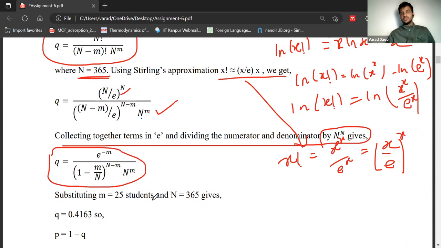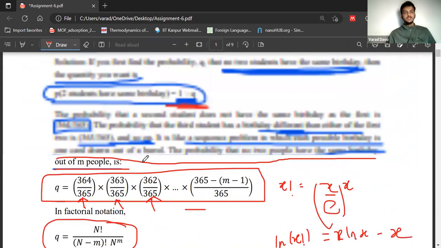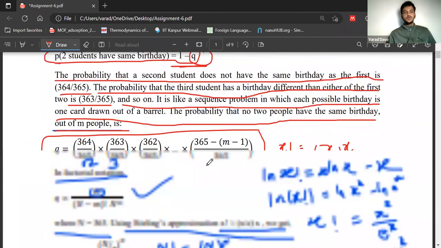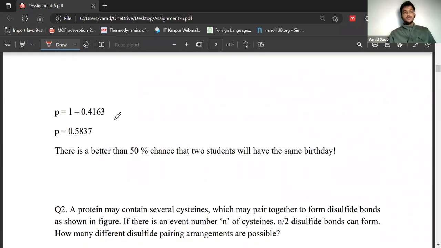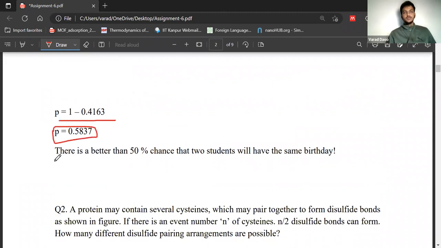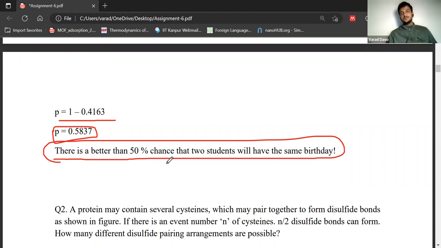Now we just have to put in the values: the number of students at 25 and the number of days at 365. So we substitute this in this, and this also in this, and we end up with q. This was the probability of no two students having the same birthday, but that is not what we want. Like we said initially, what we wanted is the probability of two students having the same birthday, which is 1 minus q. So p will be nothing but 1 minus q, where q is this. We put in the value, and we get p equals 0.583. What does this mean physically? This physically means that there is a better than 50% chance that two students will have the same birthday, right?